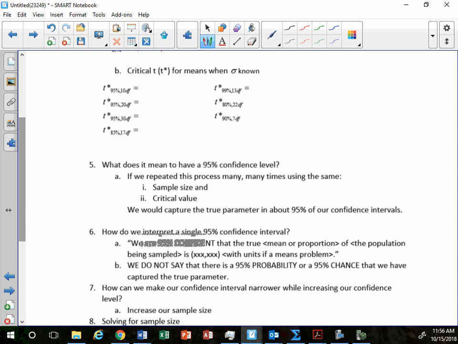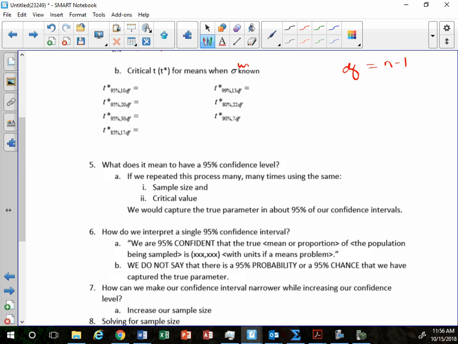And this should say when sigma is unknown. Okay? Not known. It's unknown. All right, guys. So look at this first one. I'm asking you 95%, and then I have 10 df. The df is degrees of freedom. Okay? We have 10 degrees of freedom. Degrees of freedom is always 1 less than your sample size. So it's always n minus 1. Jot that down over here. So df always equals n minus 1. Okay, I'm giving you the degrees of freedom this time.